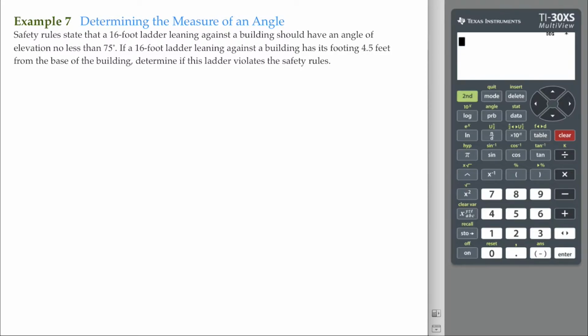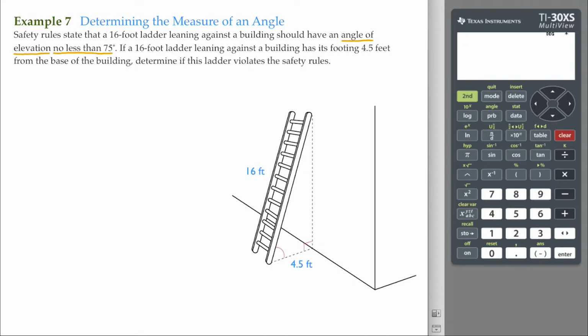So a couple of things to point out right away. This has an angle of elevation right here. An angle of elevation is if we have a horizontal line and an angle from that horizontal line going upward, this winds up being the angle of elevation right here. And for this particular problem, it says that it can be no less than 75 degrees. So I have a graphic here that kind of represents this.